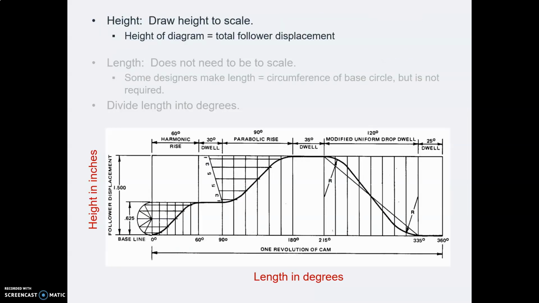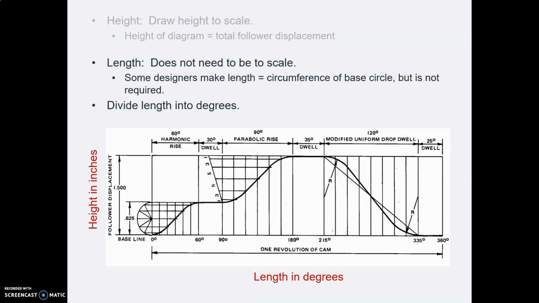You draw the height of your displacement diagram to scale. So in this example, displacement was 1.5 inches, total rise and fall, so that's how high they drew their graph. The one we're going to draw happens to have a displacement of 3 inches, so we'll draw our graph 3 inches high. The length really doesn't matter. We are going to draw our displacement diagram 12 inches long, just to be consistent, but when you're designing stuff, you could make it any other length that you want to.